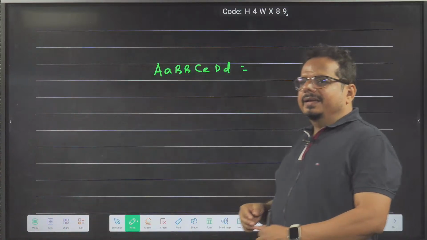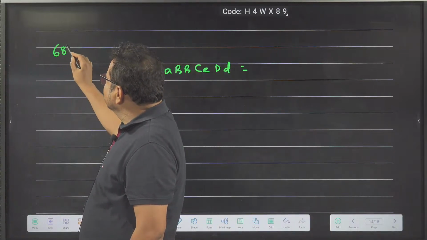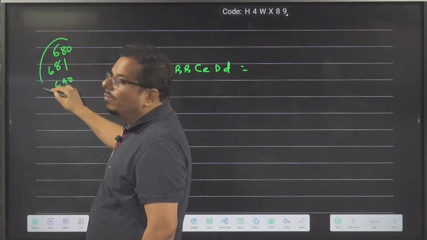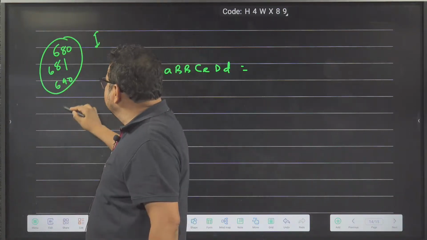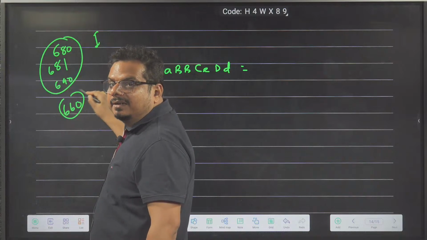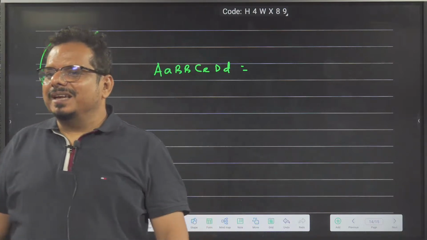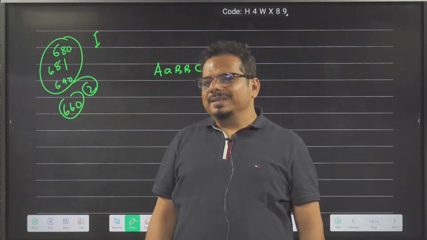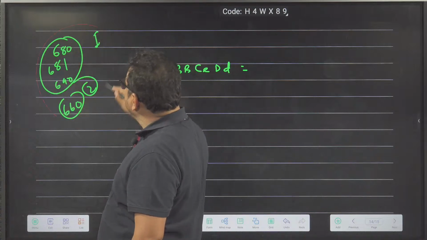When NTA was not conducting the NEET, do you know, even at 680, 681, 690, all India rank 1 came, and how many students? 1 student. Another student came at 660, second rank. Such kinds of scores came earlier. Seats came at 450, 450, 490. So always, a difficult paper is good for students.